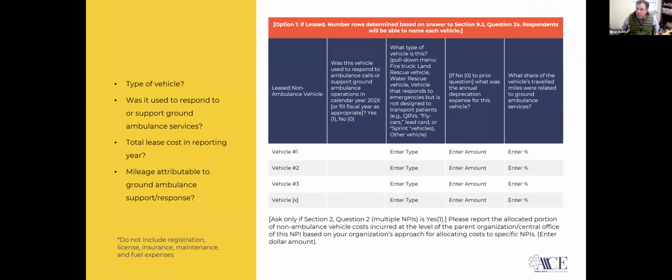And then they will ask you what share of the vehicle's miles were traveled in support of your ground ambulance operations as opposed to something else. So for your fire trucks, you would have to figure out what percentage of their responses are to a medical call versus a fire call.